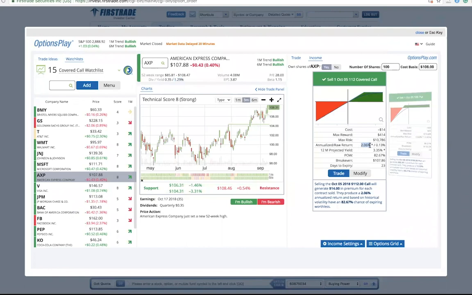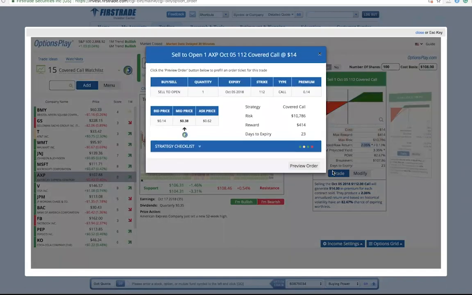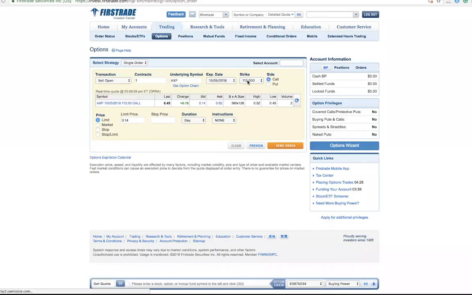So for those of you that like to sell covered calls and you're going to do this every few weeks, this is going to shave the time that you spend from a few minutes down to just a few seconds. And once you're ready to place that trade, you again hit the trade button. You can hit the preview order button, and that allows you to pre-fill the ticket for you so that you don't have to enter any of these details on your own. So with that, that's just a quick recap of all the things that I wanted to show you.